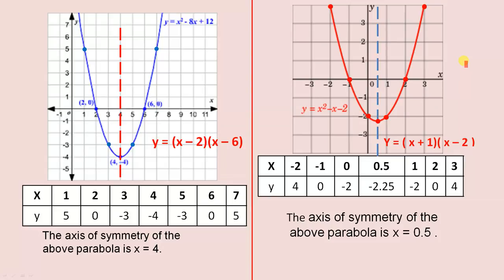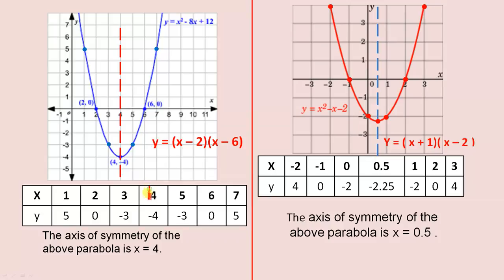Here we have y equals x squared minus 8x plus 12. If we factorize it, it's a lot easier to deal with. Here are some x values, and we substitute each of those x values into the equation to arrive at those y values. We plot those onto the number plane, and there is the parabola we're after. So the axis of symmetry of the above parabola is x equals 4.